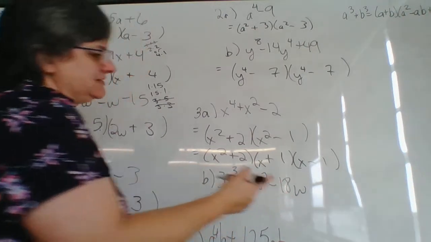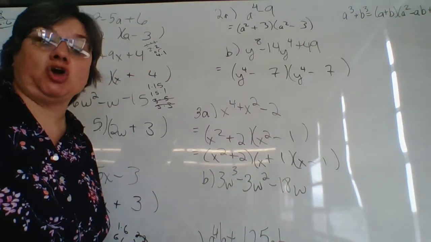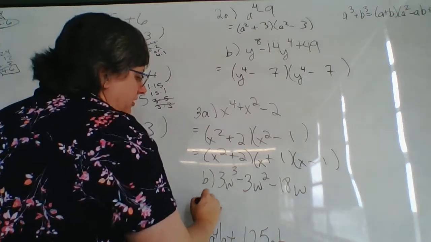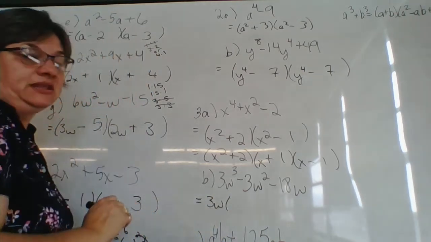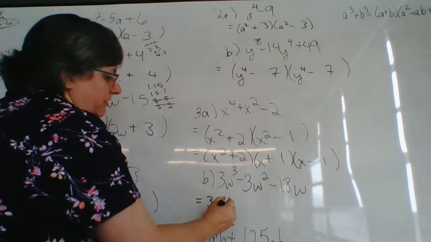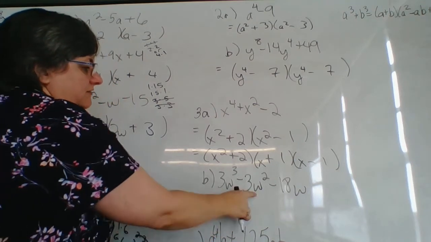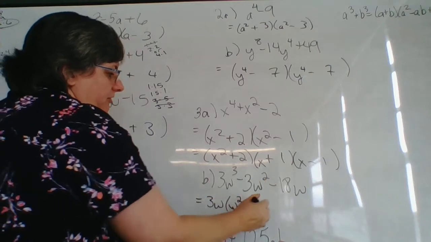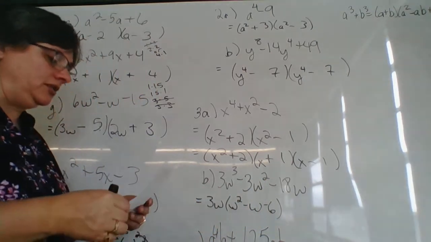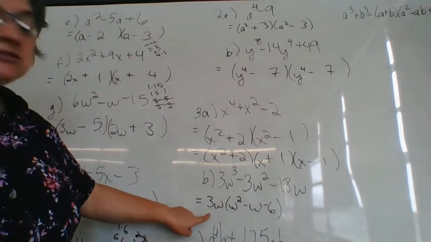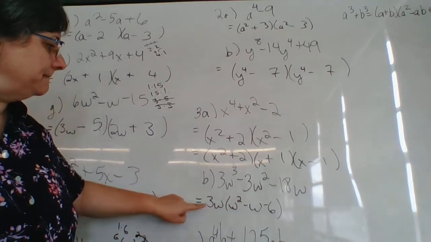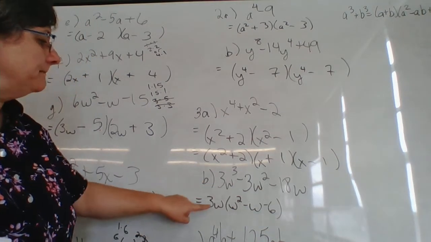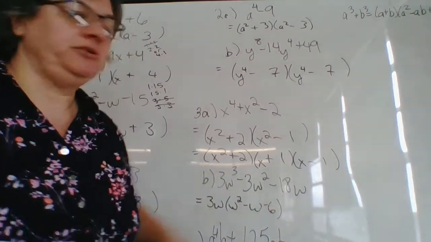I look at this and I say, wait a second. They have something in common we can factor out. 3w. If I divide by 3w, I have w squared. Divide by 3w minus w. Divide by 3w minus 6. Now, let's make sure we're right. If we multiply 3w cubed minus 3w squared minus 18w, it's correct.